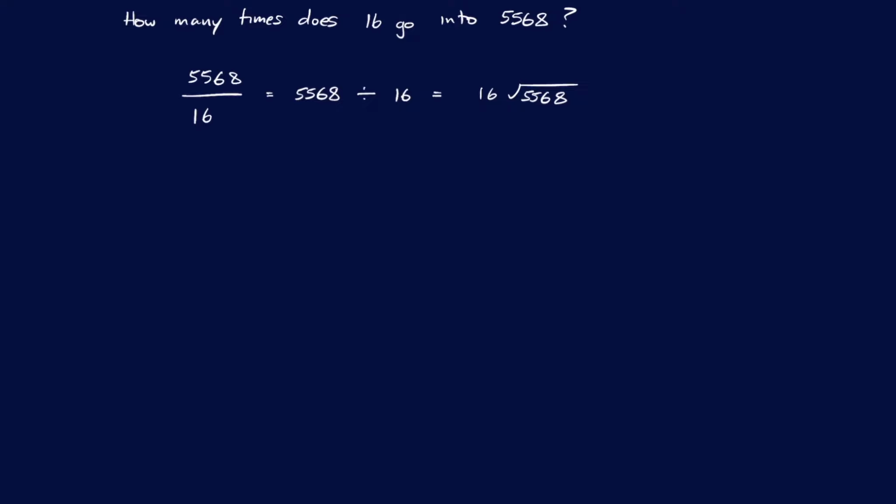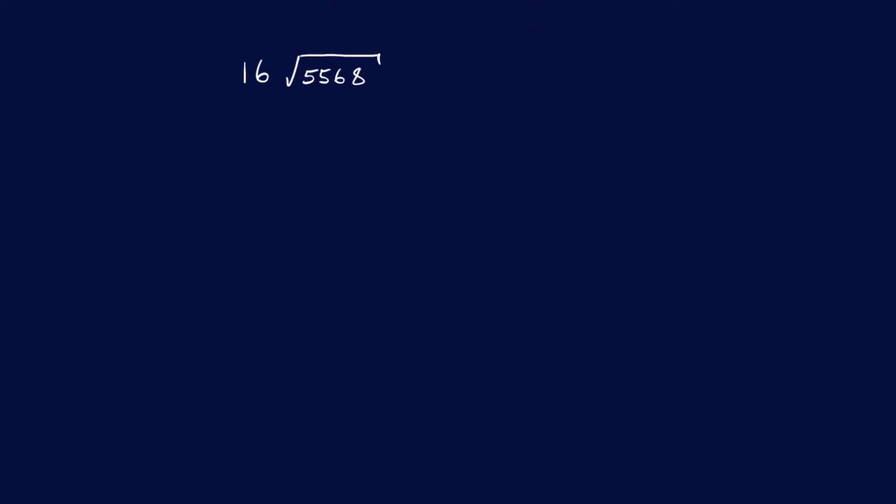So if we're asking ourselves how many times does 16 go into 5568, we have to write it out properly in math so we can start doing the steps of long division properly. So one way to write this is 5568 over 16, or 5568 divided by 16, or write it as 16 and then our division symbol, and then our numerator, which is 5568. So now that we have it set up, we can just start using long division to solve this problem.